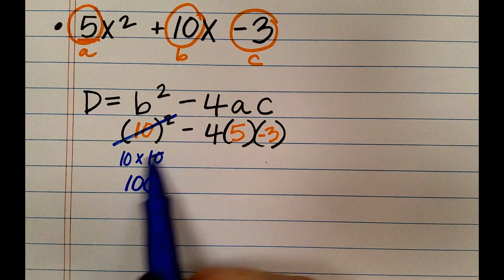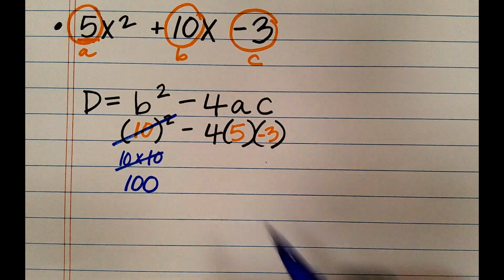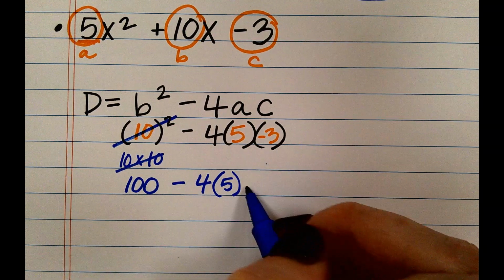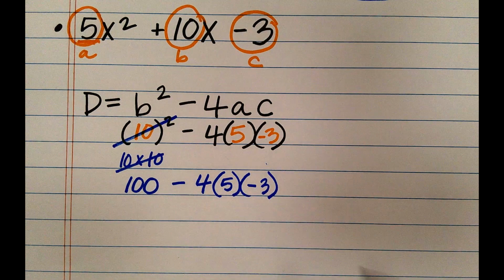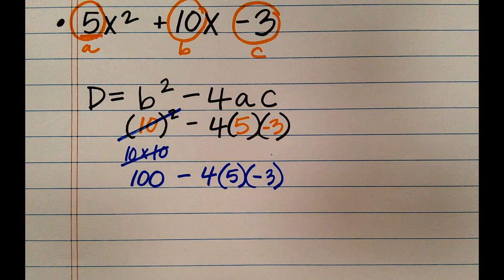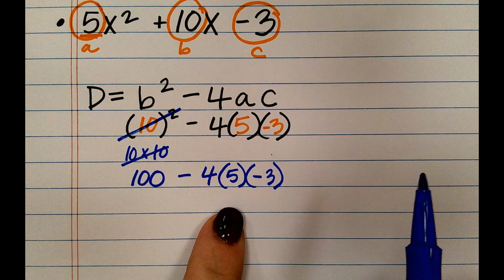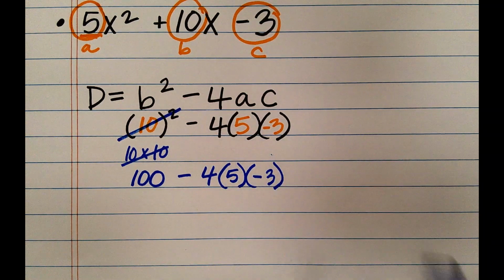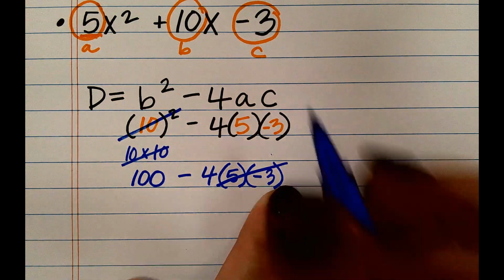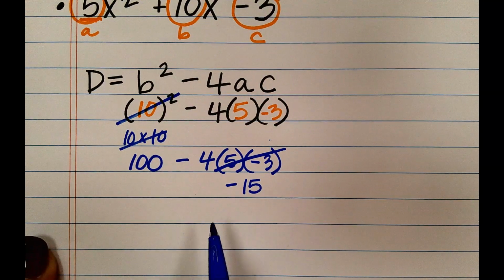Okay, so 10 times 10, 100. Now what? Bring everything down. Minus 4 times 5 times negative 3. You could absolutely do 5 times negative 3 first. 5 times negative 3 is negative 15. Okay, so I'm going to cross out just the 5 and the negative 3. Negative 15. And then bring down everything else.